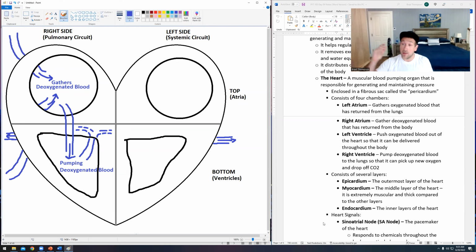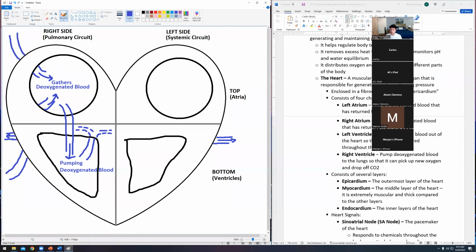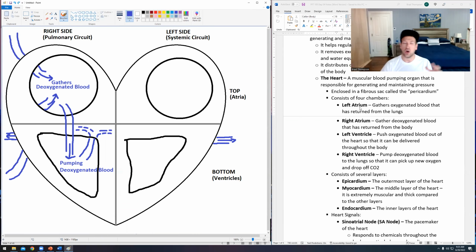Now, here's the thing. Blood has made it to your lungs, and your lungs are where it's going to pick up a whole bunch of oxygen. It's also going to drop off all the CO2. Remember, it's got all this CO2 over here in the blood, and we're going to get rid of that at the lungs. And then all your blood is going to turn bright red, because it's going to pick up a bunch of oxygen. When oxygen binds to the hemoglobin in your blood, it becomes this bright red color.